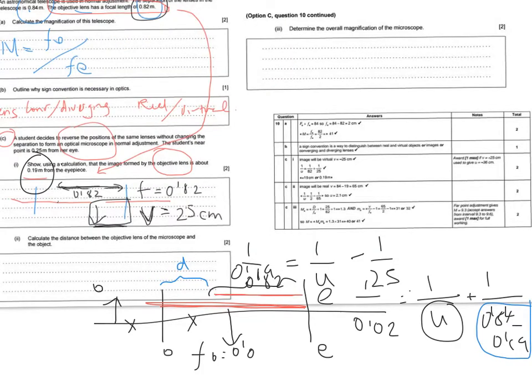Okay, determining the overall magnification of the microscope is just using the formula for magnification, which is equal to v over u times d over f plus 1. So you substitute your values in to get your magnification.